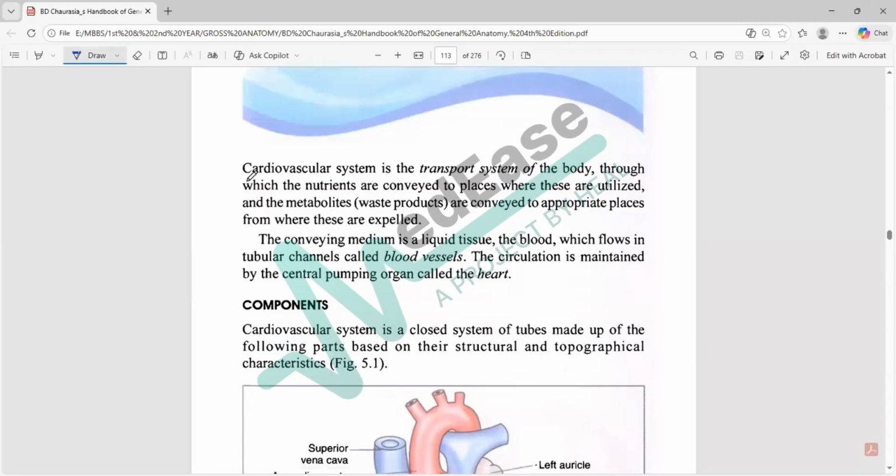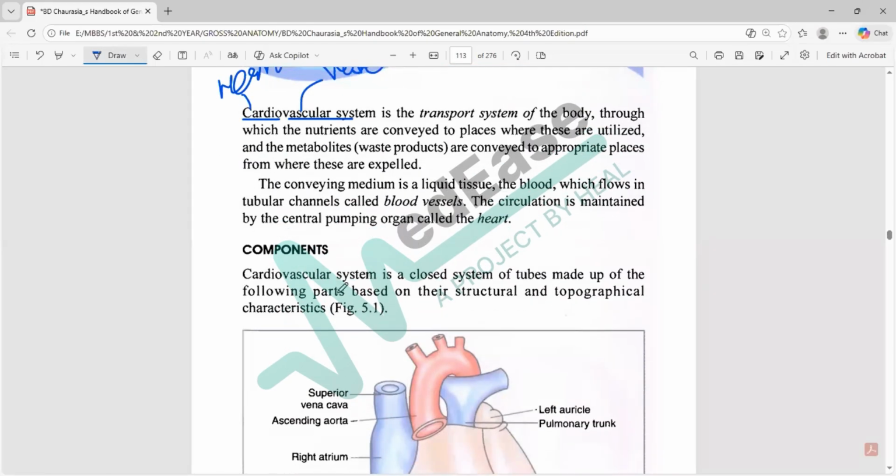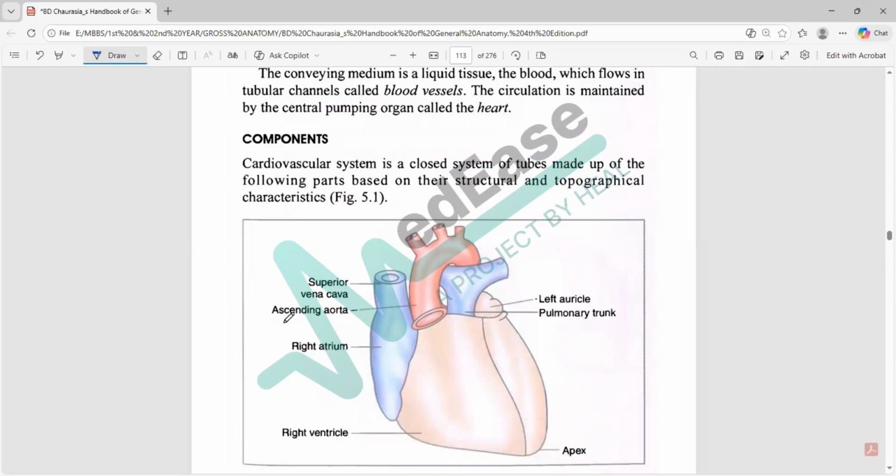The cardiovascular system is made up of two terms, cardio and vascular. Cardio means the heart, and vascular means containing the vessels. So now for the cardiovascular system, we will be starting first with the heart. We know there are two major divisions of the heart, the right side and the left side, which are further divided into two components: the right atrium, the right ventricle, the left atrium, and the left ventricle.